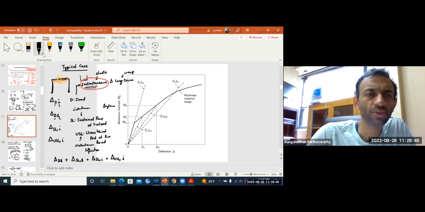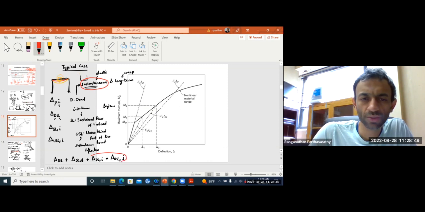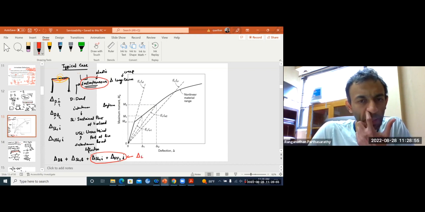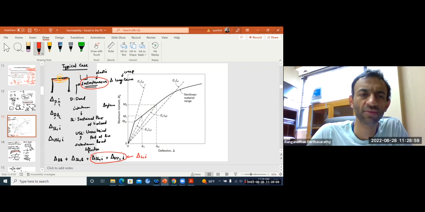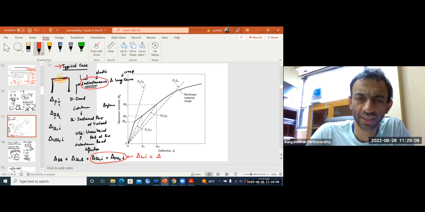Now these two we can usually combine as deflection. Live load, instantaneous. Instantaneous deflection due to live load. And how is this calculated? This is calculated in a very specific way. This is for the typical case, okay? We need to go case by case.